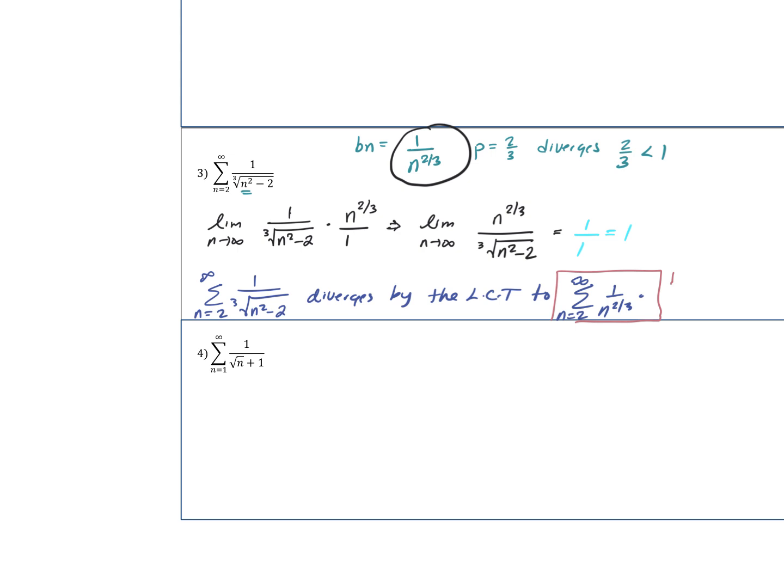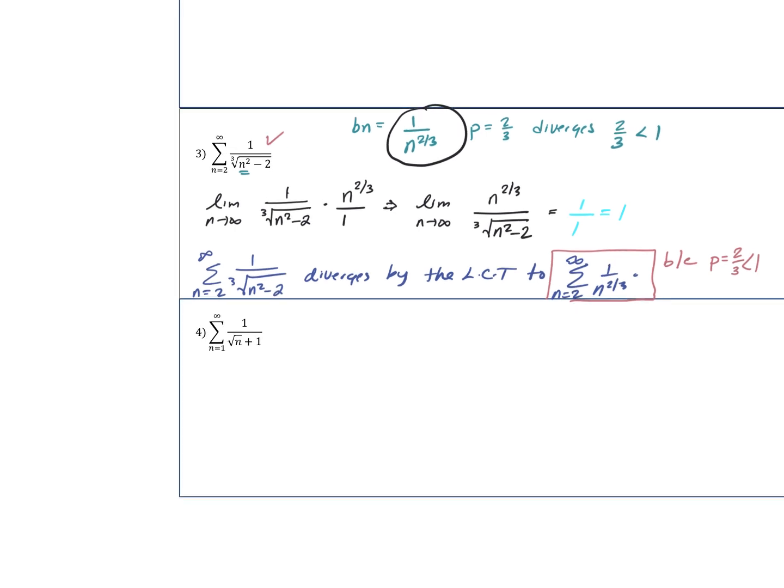You can say, because you could say that p equals 2/3, which is less than 1. So this diverges as well, but that's not really necessary. You're answering this question. This question's asking you if it's converging or diverging. It is diverging by the limit comparison test. And then for the last one, we've got b sub n, which is 1 over root n. So again, we have p is equal to 1/2, which is less than 1, so this does diverge.